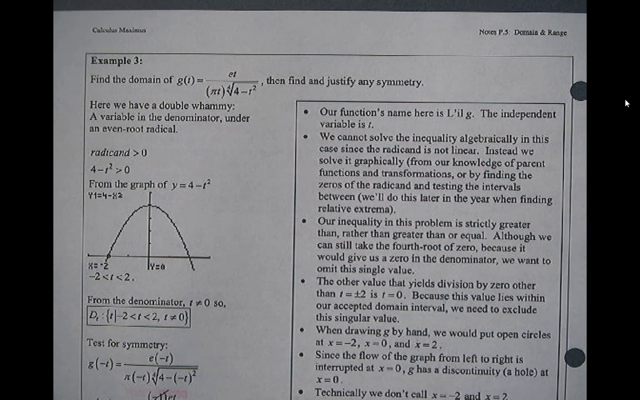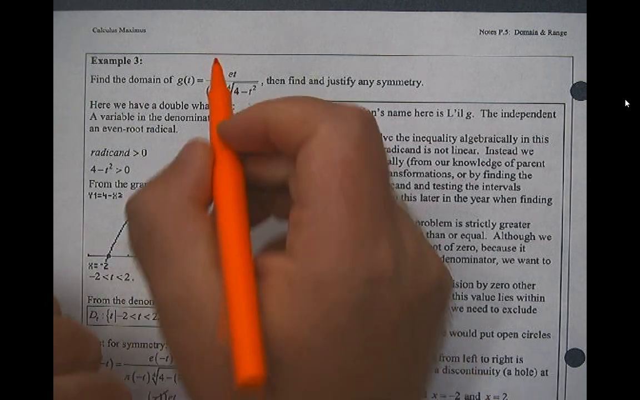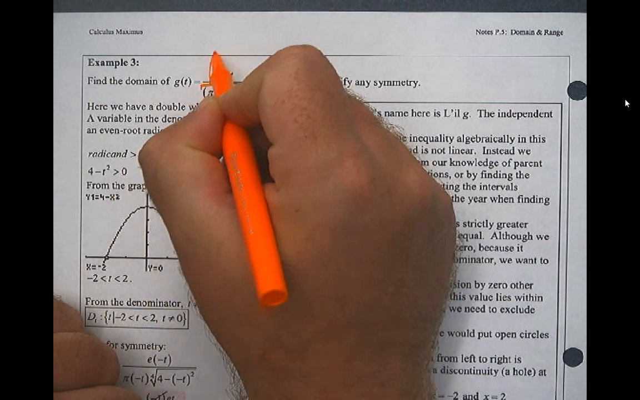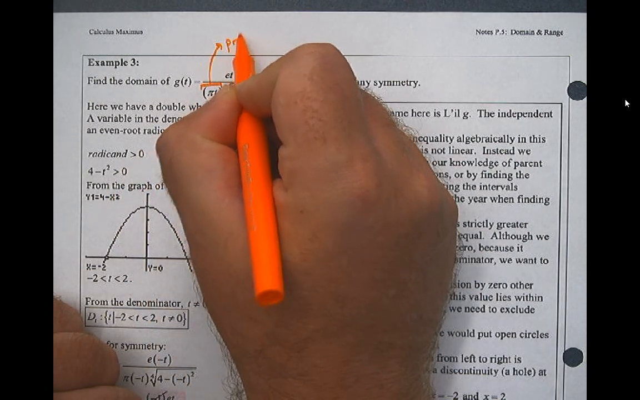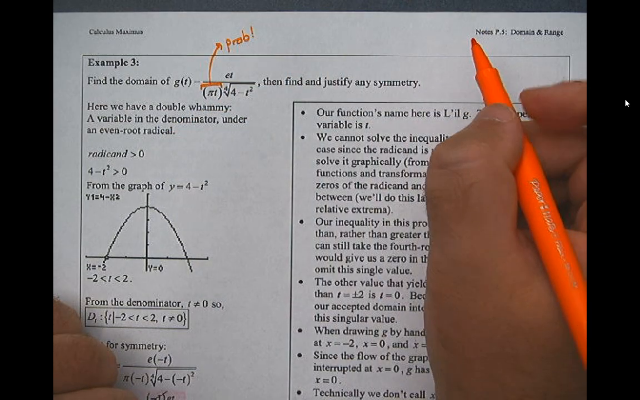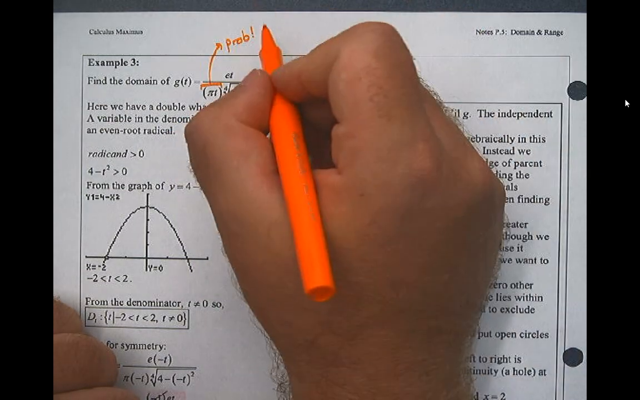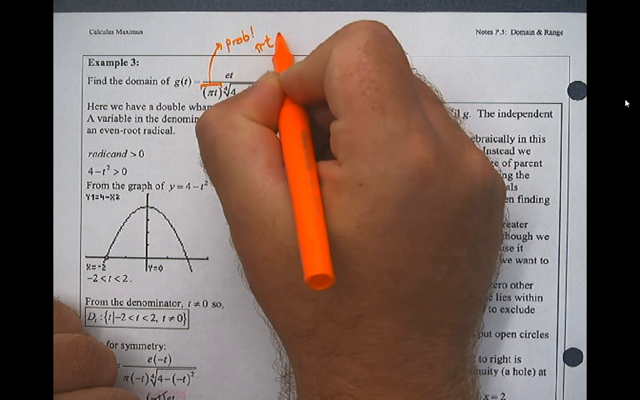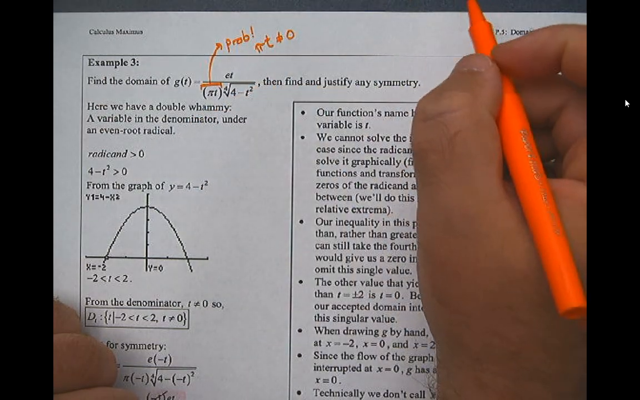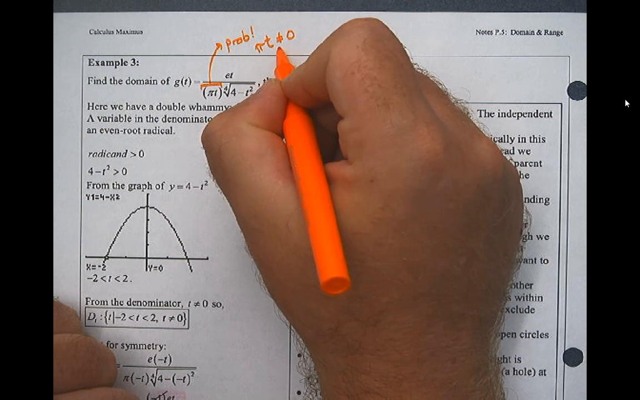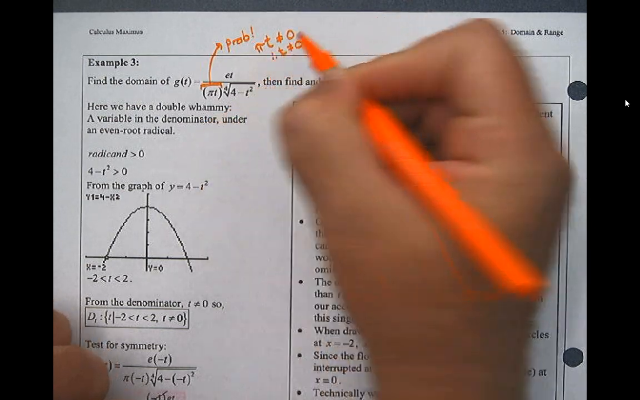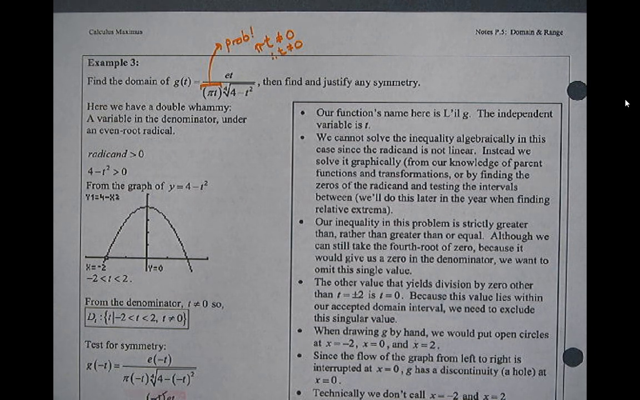Okay, hopefully you notice that there were 2 problems. We have 2 bad things going on here. I have this piece. This is a problem because it's a variable in the denominator. So pi times t cannot be equal to 0. Divide both sides by pi. We figure out that t cannot be equal to 0. So right now we have a restriction on our domain that t cannot be 0.